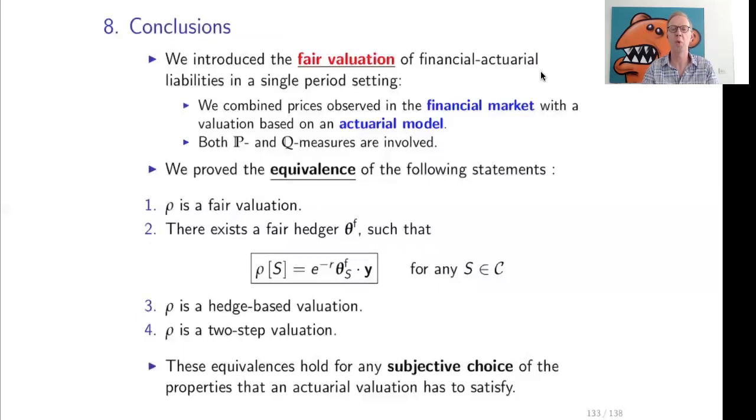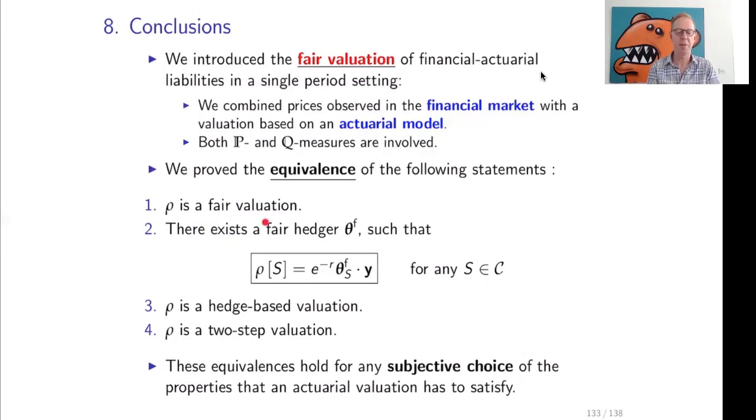Let us conclude, or let us have a look at what we did. We introduced the fair valuation of financial actuarial liabilities in a very simple setting, namely a single period setting. What did we do? We combined prices observed in the financial market with a valuation based on an actuarial model. So that means that we used both P and Q measures. Both were involved to set a good fair value. And then we have proven that there are a number of statements equivalent.